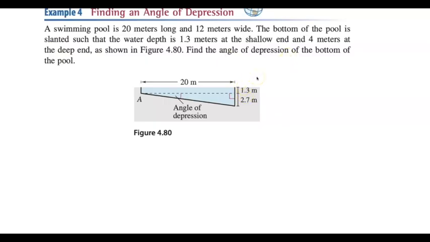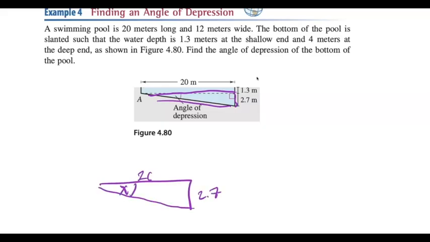Really all we care about is this triangle right here. And that triangle is 2.7. That's the x we're looking for. This is 20 meters. So the way we're going to solve this, we haven't done this with the calculator yet, is we're going to use SOH CAH TOA, but in reverse. Well, not in reverse, but we're going to use inverse functions.